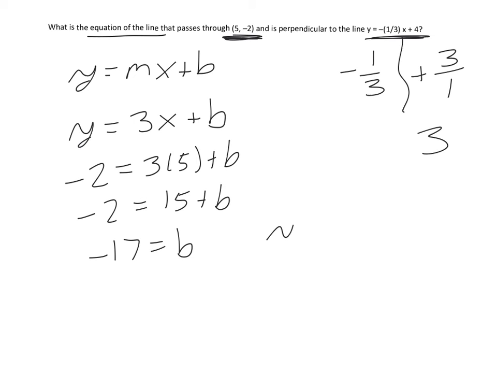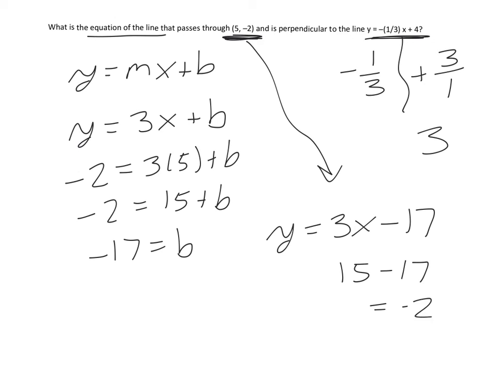So the equation is 3x minus 17, is what I think, but I'm just going to plug in (5, negative 2) to confirm. If I plug in 5 for x, 15 minus 17 does in fact give me negative 2, so it checks out. So this line, 3x minus 17, is perpendicular to negative 1/3 x plus 4, and it passes through the point that it asks to pass through.